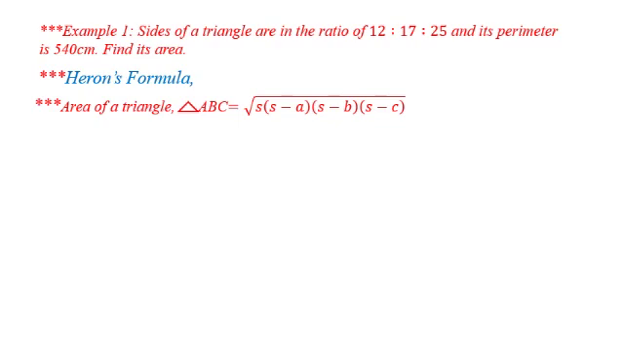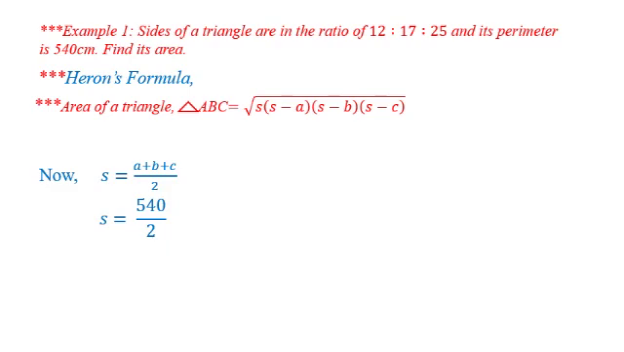a triangle as equal to the square root of s into s minus a into s minus b into s minus c. So that means we need a, b and c. Now we have to find the value of s, which is the semi-perimeter. So s will be given by the sum of its sides divided by 2, that is, s equals a plus b plus c divided by 2.